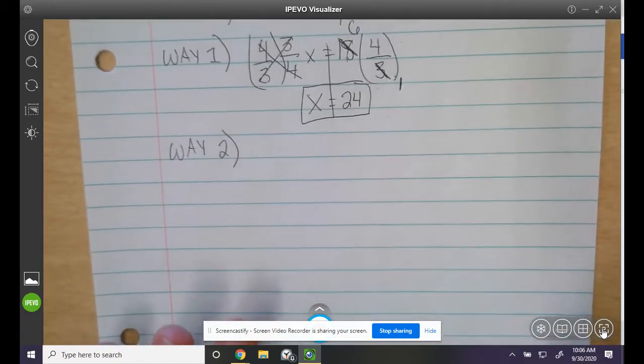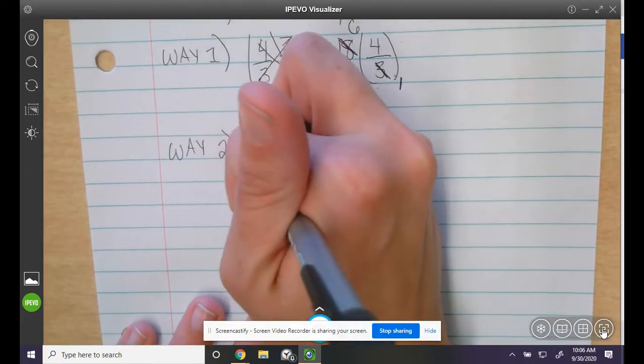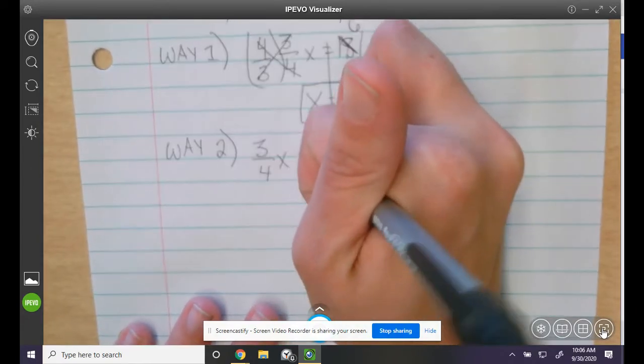All right, way number 2. This is when you use a calculator. Same problem. 3/4 x equals 18.